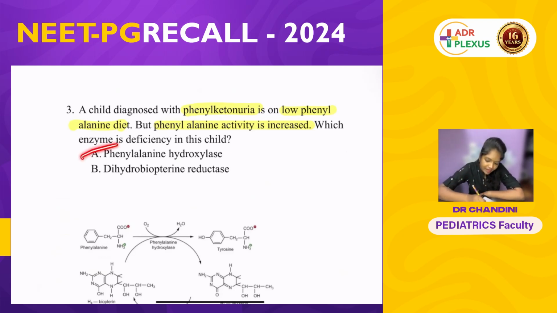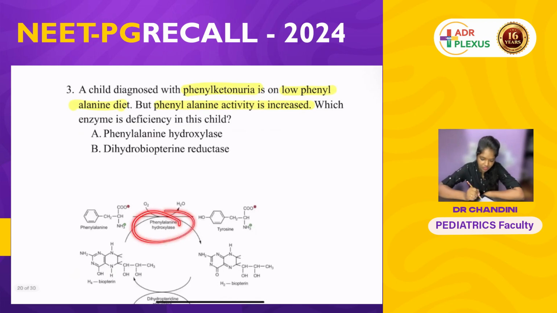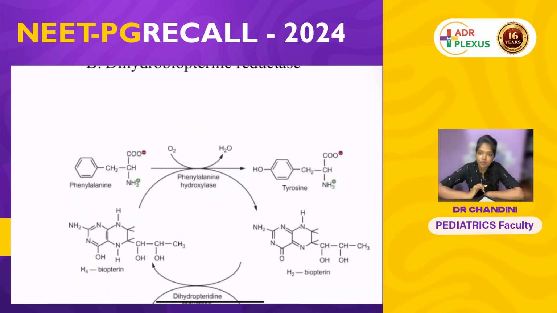Okay. So phenylalanine hydroxylase was in the options. Can it be phenylalanine hydroxylase? We all know in classic phenylketonuria, the deficiency is phenylalanine hydroxylase. But in classic phenylketonuria, as you see here, phenylalanine is converted to tyrosine, right?